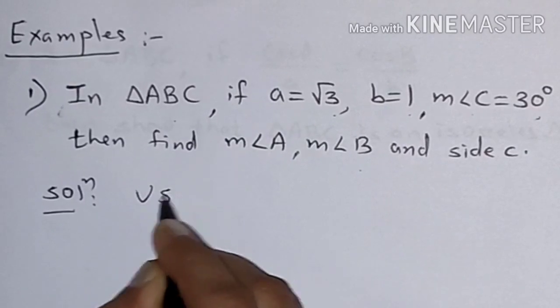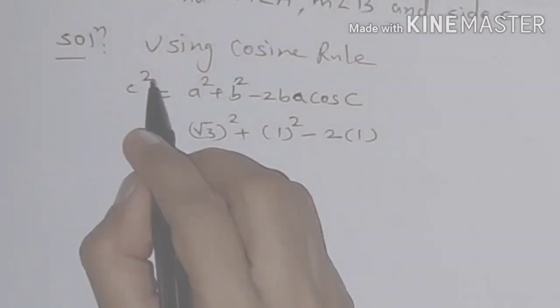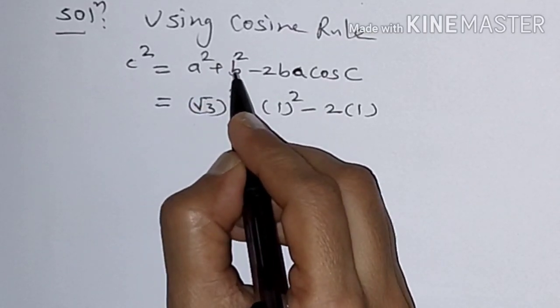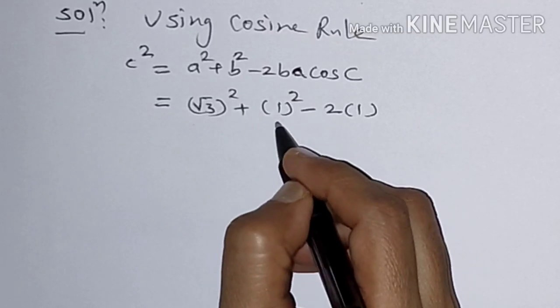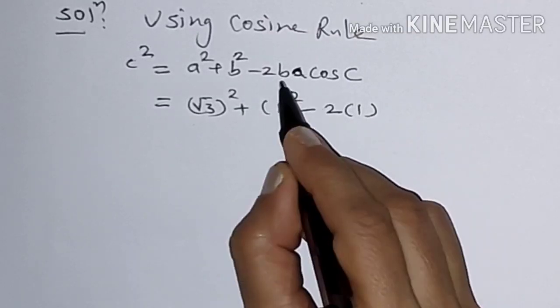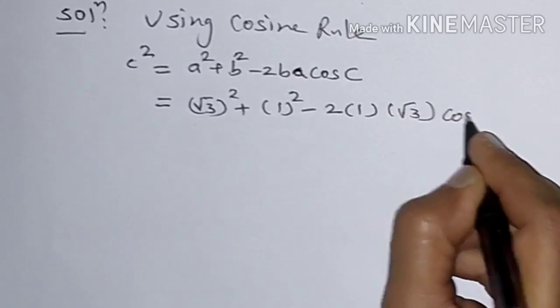So using the cosine rule, c square is equal to a square plus b square minus 2ab cos C. So root 3 square plus 1 square minus 2 into 1 into root 3 into cos of 30 degrees.